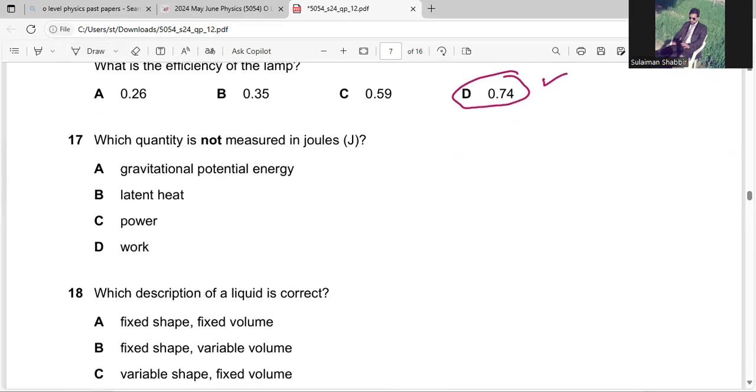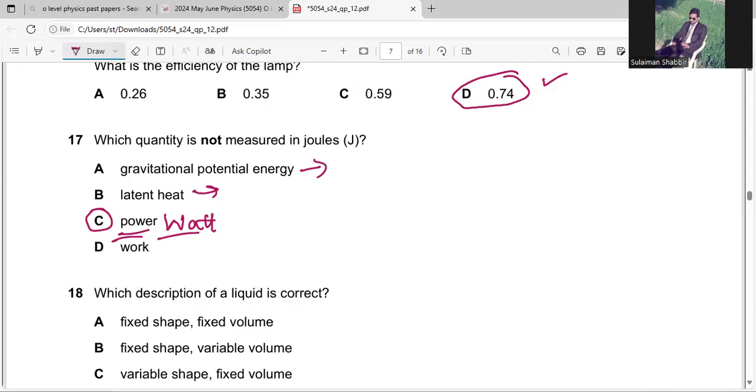Go for the question number 17. Which quantity is not required, is measured in joules? So power is measured in watt only. This is measured in watt. Remaining others are all forms of energy that is measured in joules. Work is also measured in joules.